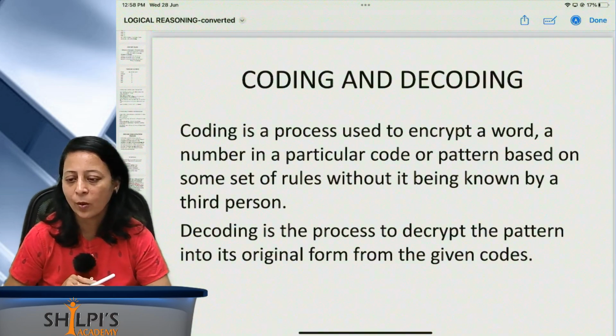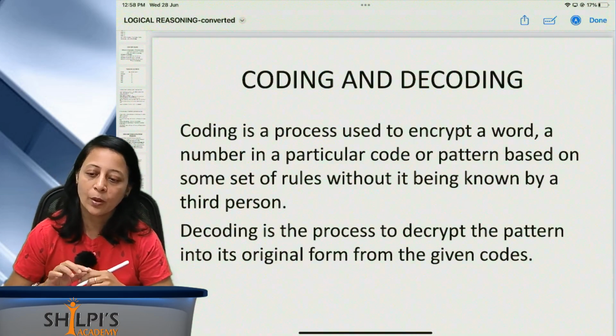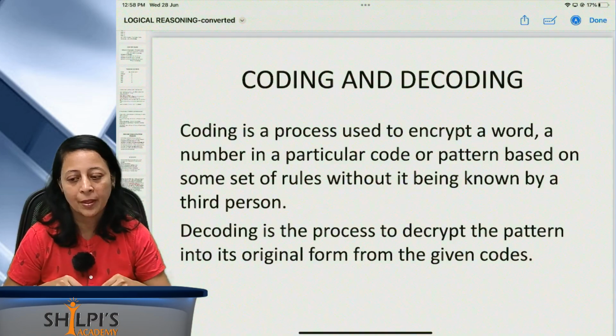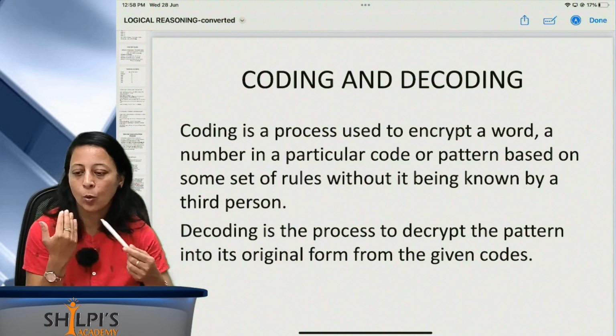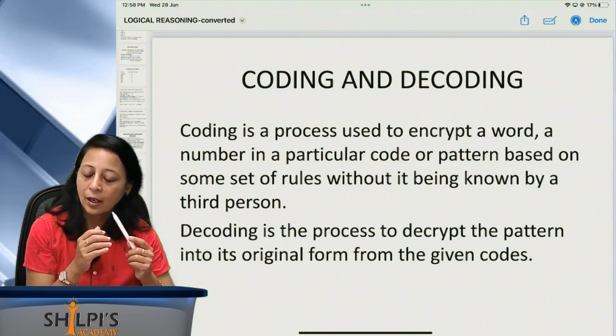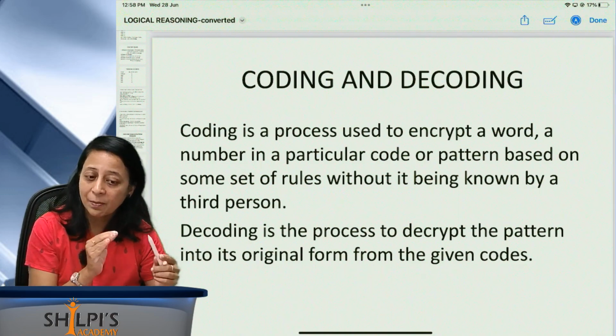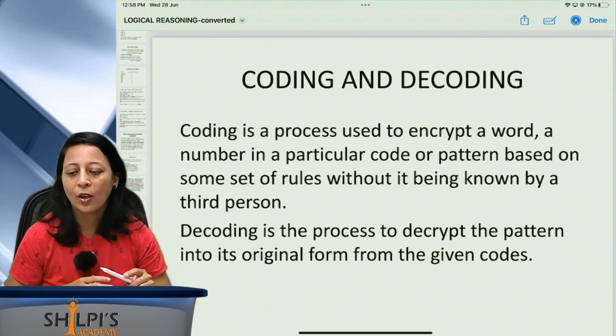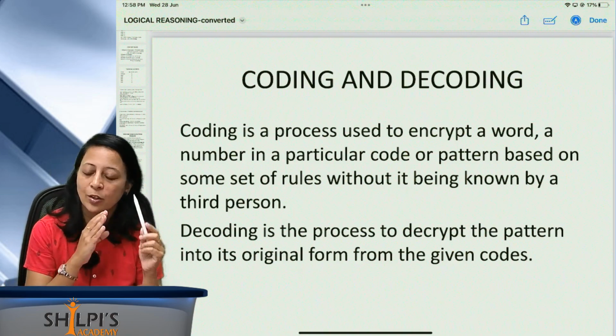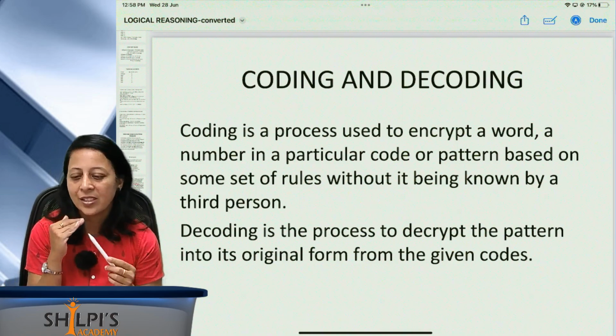Next is coding and decoding. Normally this practice is followed in defense and army, where they send the code and they decode, and from there again the code comes. So the third parties may not know what has been given as a clue here. Here we are not going to that extent of military levels.